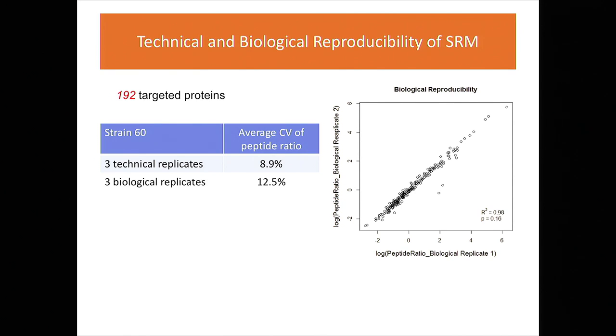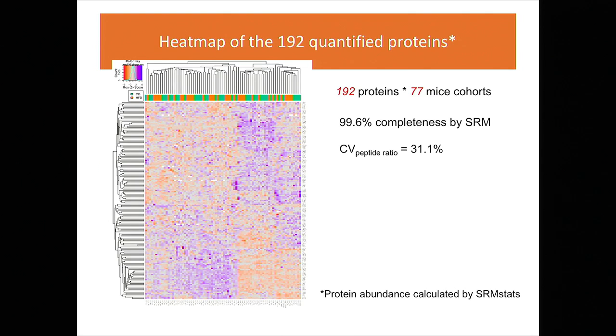So Yibo and Evan selected 192 proteins, roughly centered around metabolism, did three technical replicates and three biological replicates, just to again see the reliability of the data, which is very high, and to determine whether we can see biological signal in this somewhat noisy data set, but actually the noise is quite low. This is the heat map, 192 proteins quantified across the 40 strains, done by SRM, and the protein abundance calculations were done by SRMstats from Olga Vitek's laboratory.